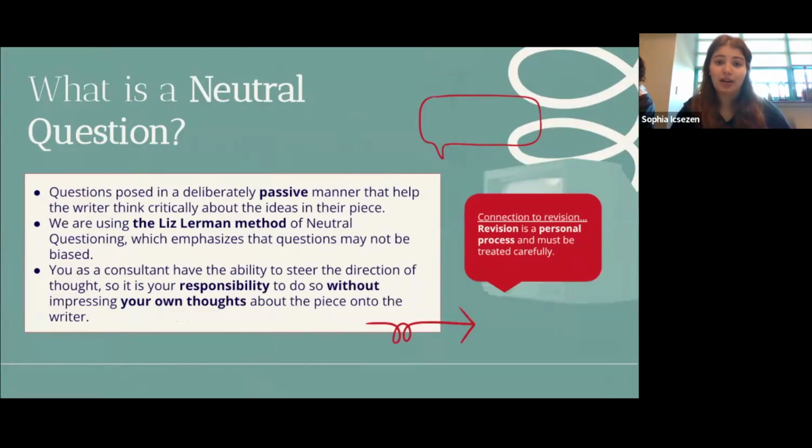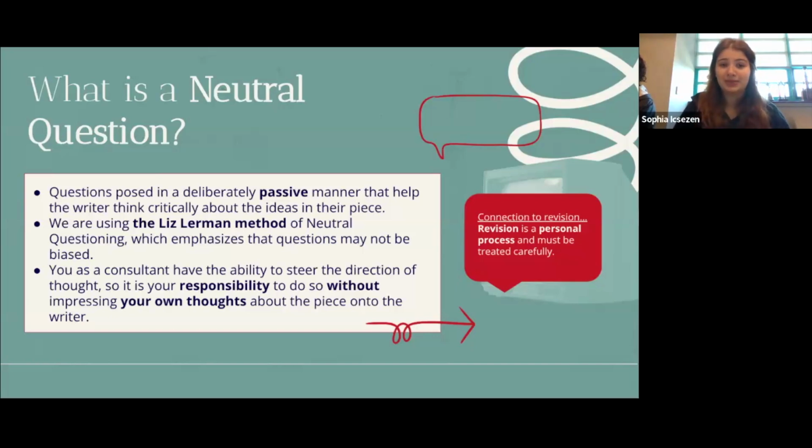Liz Lerman is an American choreographer that wrote a book on the workshopping process, applicable to writing as well as dance, and she focused on the idea of unbiased feedback. This book is called The Creative Response Process, which Diya mentioned, and in it, Lerman articulated the concept of neutral questions as we use them in our own writing center.